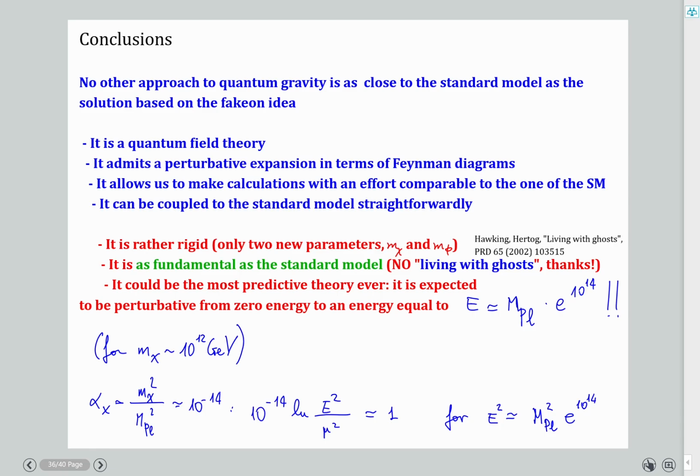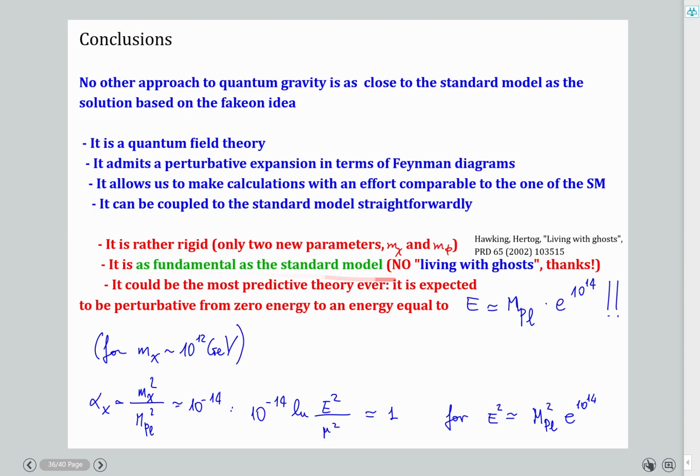I think that this is the approach to quantum gravity that is as close to the standard model as it can be. There is no other approach that is just in that spirit. So first, it's a quantum field theory. It's perturbative. It's an approach which is as perturbative as the standard model. You can make calculations with the same techniques, and you can, of course, couple it to the standard model. It's rigid. You cannot play games and adjust everything you want, like in supersymmetry or string theory. When something is not good, you add parameters. There are only two parameters here. The theory is unique. It's the unique theory which is strictly renormalizable, like the standard model. It's fundamental. This solution is as fundamental as the standard model.